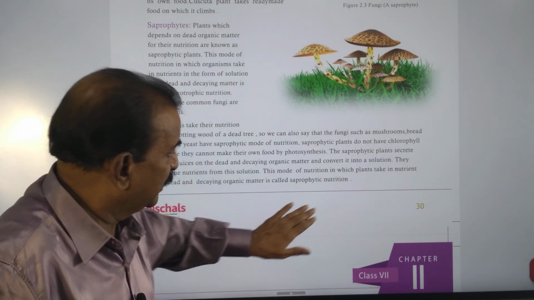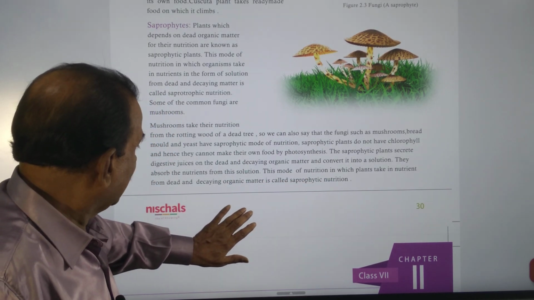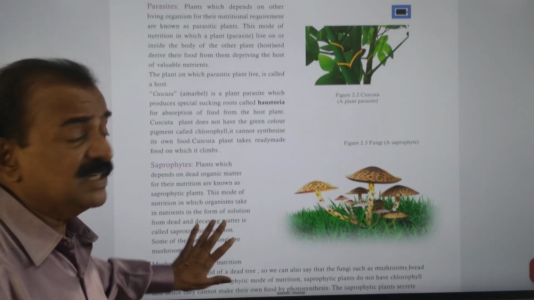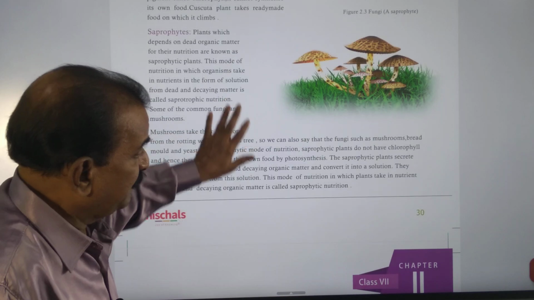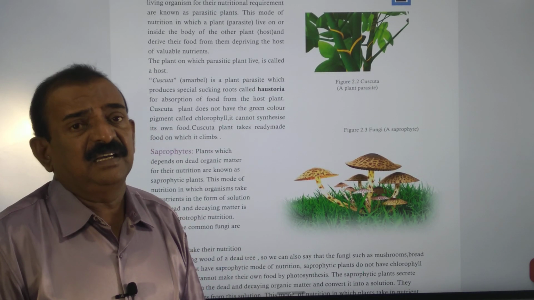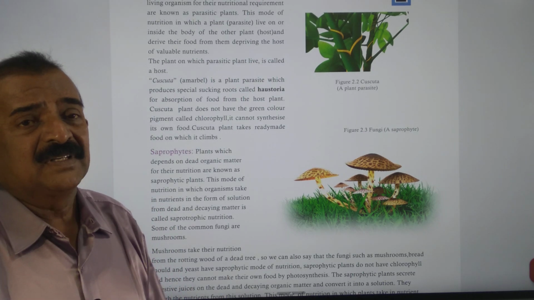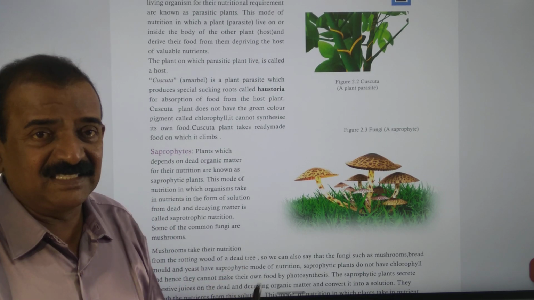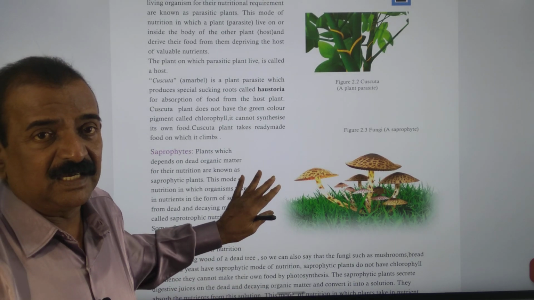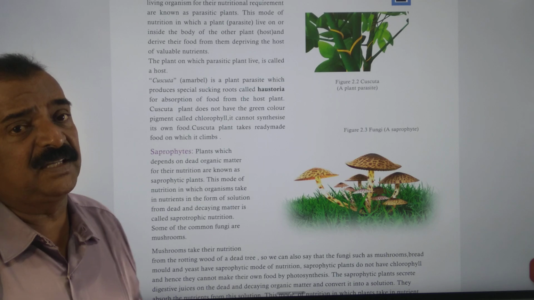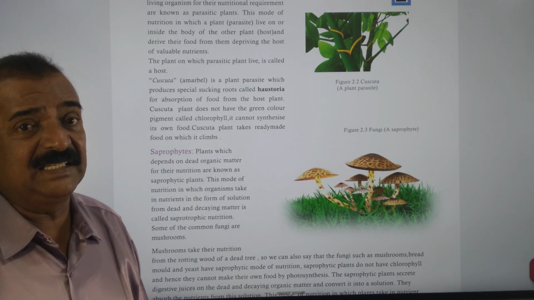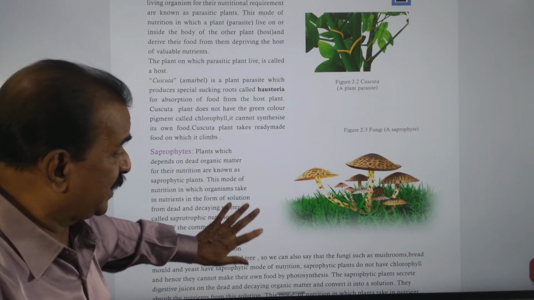This mode of nutrition, in which plants take in nutrients from dead and decaying organic matter, is called saprophytic nutrition. Children, on page number 30 we discussed clearly what saprophytic nutrition is, the example of Cuscuta, and also the type of nutrition performed by mushrooms and yeast, which is called saprophytic nutrition.